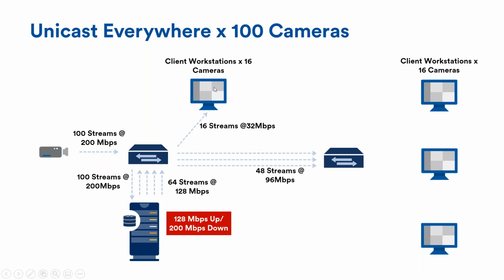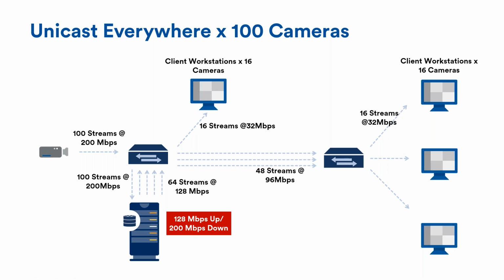So we have 16 streams going up to the workstation connected to the same switch. And then we have 48 streams at 96 megabits per second going across the network to fulfill the request of the other 3 workstations, okay? So our total throughput in this case is 200 megabits per second coming down for recording and 128 megabits per second going up to support live viewing. This is 328 megabits per second total.